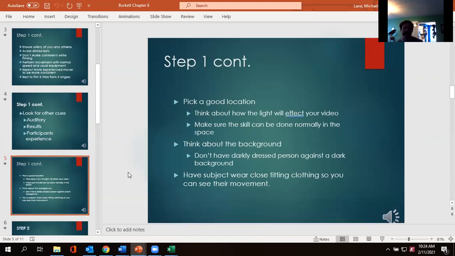So when we say pick a good location, think about not just the lighting, but also the background. If someone is wearing all maroon and there's a maroon background behind them, you're not going to be able to really see them too well. So you want there to be contrast. They could be wearing dark clothing with a white background or vice versa, so that you have better contrast of what's going on. Also, you typically want to go with more tight-fitting clothing because that's going to give you a much better idea of where the body is and how they're moving, as opposed to really baggy clothing, which is going to float around them, and you're not going to be able to tell where they happen to be inside of that space.